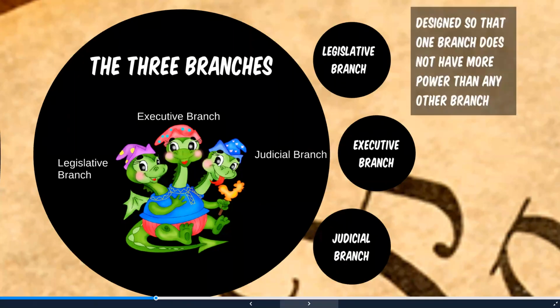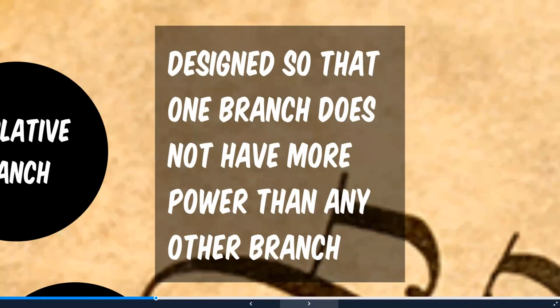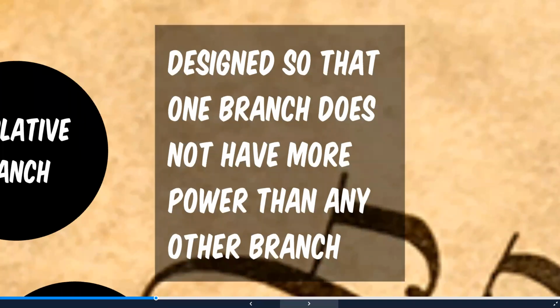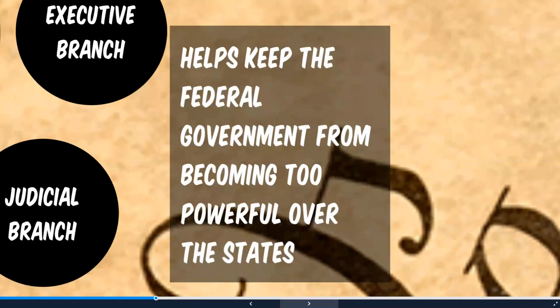And it was designed so that one branch does not have more power than the other branch. They have equal power. They have different responsibilities, but equal power. And it helps keep the federal government from becoming too powerful over the states. This was our goal. We did not want that. We did not want it to become too powerful. And this was the main solution that we had to prevent that from happening.